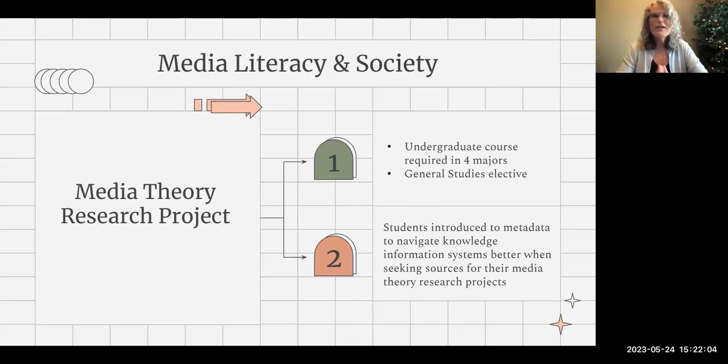I didn't just let them run wild with it, but we did talk through their ideas, and I did a couple of check-ins, one of which I'll talk about in a moment. So that gives you an understanding as to how I'm getting ready to share with you the lesson. So it's in the media theory research project assignment in the media literacy and society class.